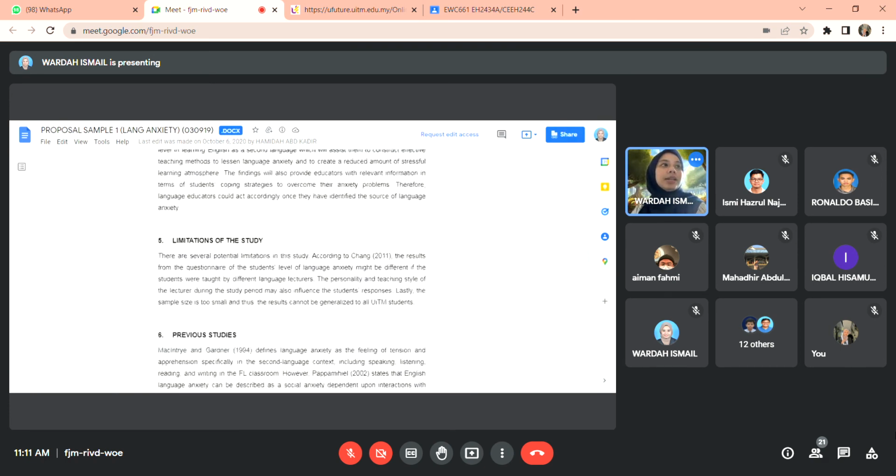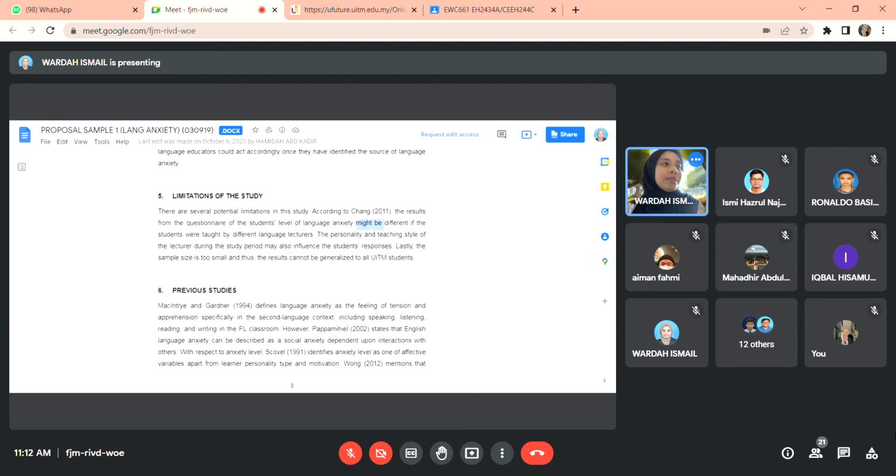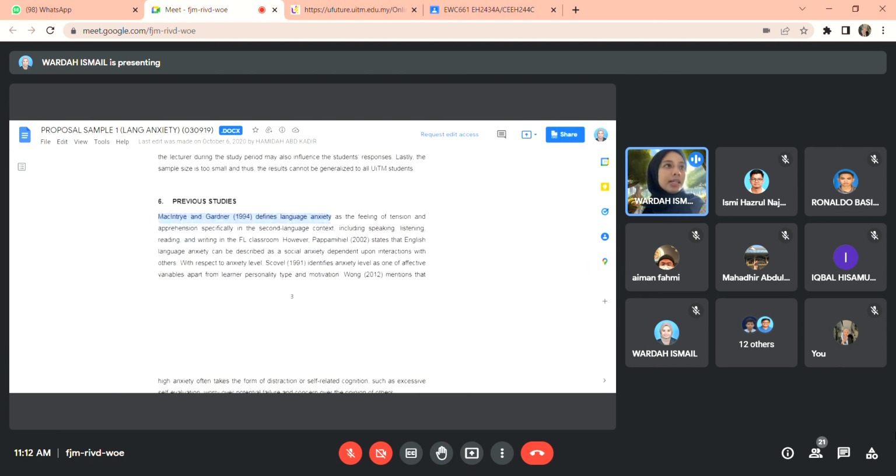Okay, let's stay here. There are several potential limitations in this study. Might be different. That is future tense. Dia mungkin akan berbeza, mungkin akan mempengaruhi. Okay. How to mention it? Mason, Trier and Gardner defines. Okay, dia ada salah sikit kat sini. Kita tengok yang lain. Okay, Scoville identifies. Ada S kat sini, identifies. Dia bukannya identified with D. Dia identifies with S. Maksudnya dia guna present tense. Okay.